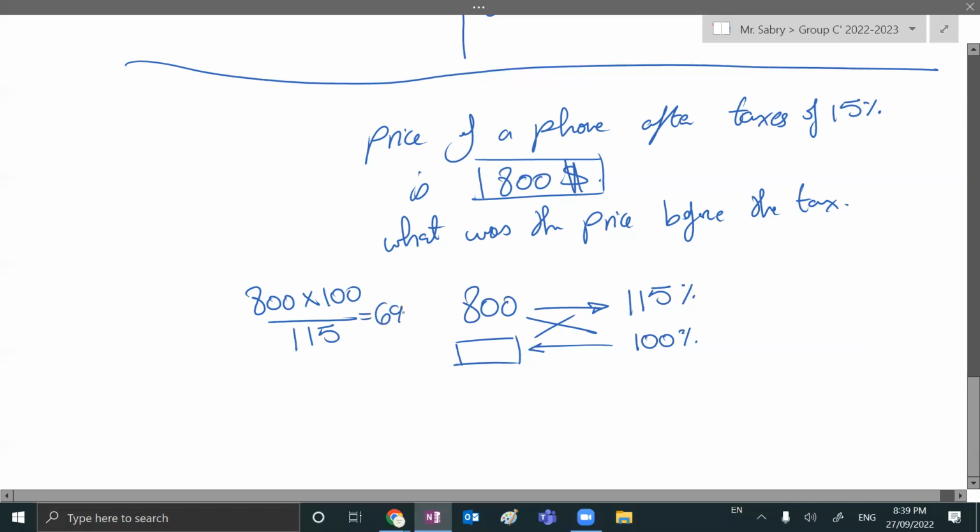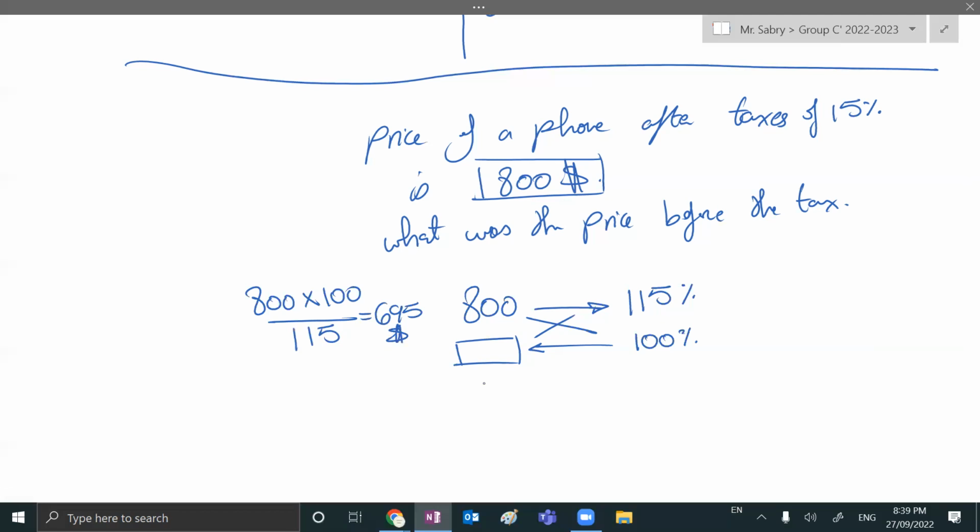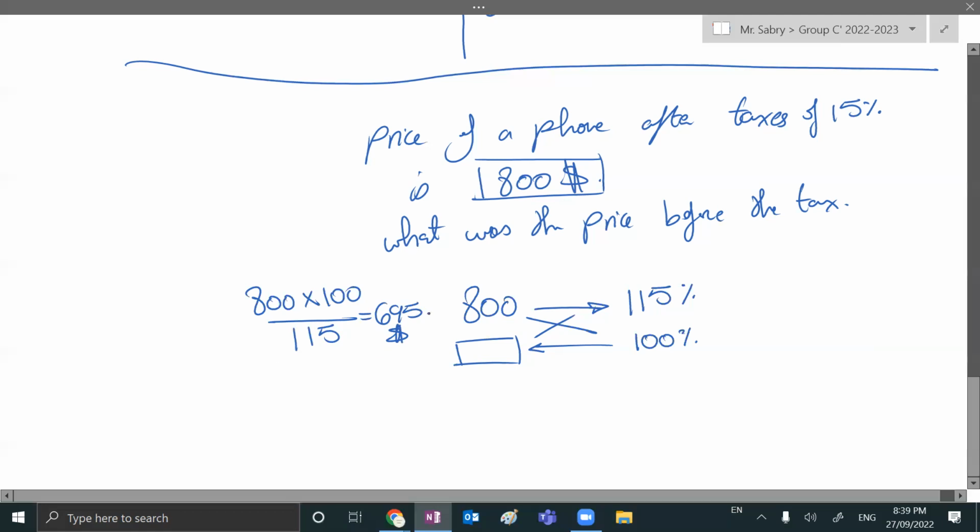Yes, which is 695, true. So this is the amount of money remaining; this was the price of the phone before we added the 15% sale. Does that make sense? Okay.